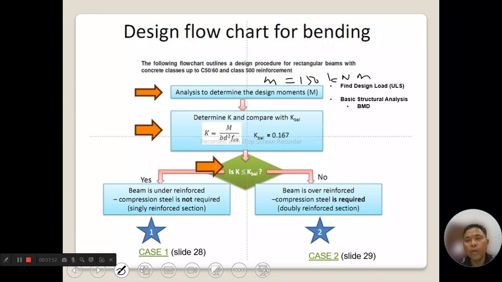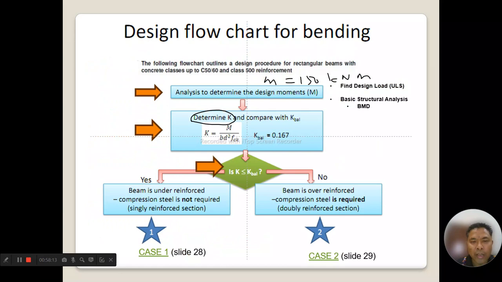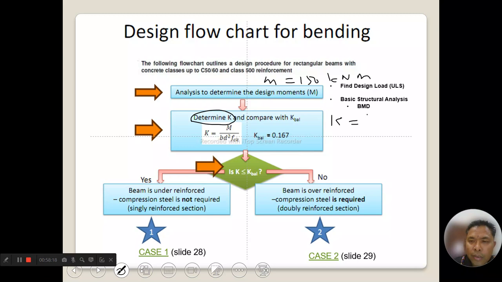And after that, the step yang saya kena buat adalah to determine the K value based on this formula: moment divided by b d squared f_ck. And you know that your b is given already, d pun dah bagi, f_ck pun dah ada. So for sure you boleh calculate K. K is equal to your bending moment. So bending moment ni kena tukar unit kepada Newton millimeter, sebab sekarang ni kilonewton meter. So kilonewton meter to Newton millimeter, you have to multiply by 10 to the power of 6.